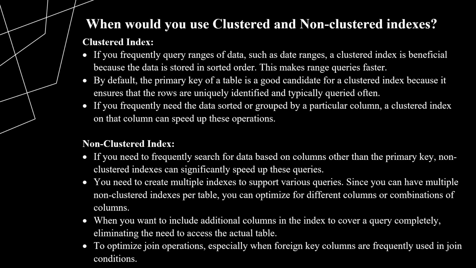Non-clustered index: if you need to frequently search for data based on columns other than the primary key, non-clustered indexes can significantly speed up these queries. You need to create multiple indexes to support various queries. Since you can have multiple non-clustered indexes per table, you can optimize for different columns or combinations of columns. Use them when you want to include additional columns in the index to cover a query completely, eliminating the need to access the actual table, and to optimize join operations, especially when foreign key columns are frequently used in join conditions.